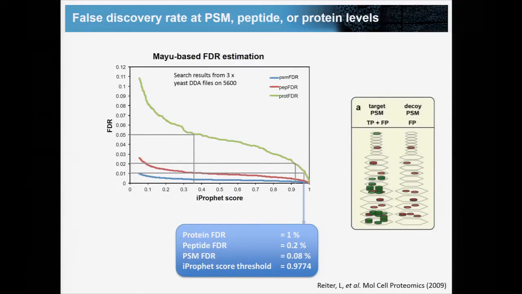And actually, there are options in the Mayu output table. It already computes this automatically. What would be the false discovery rate if you did take more than two peptides? So you don't have to ask for it. It's already there. You can take that information from Mayu and filter your data that way if you want.